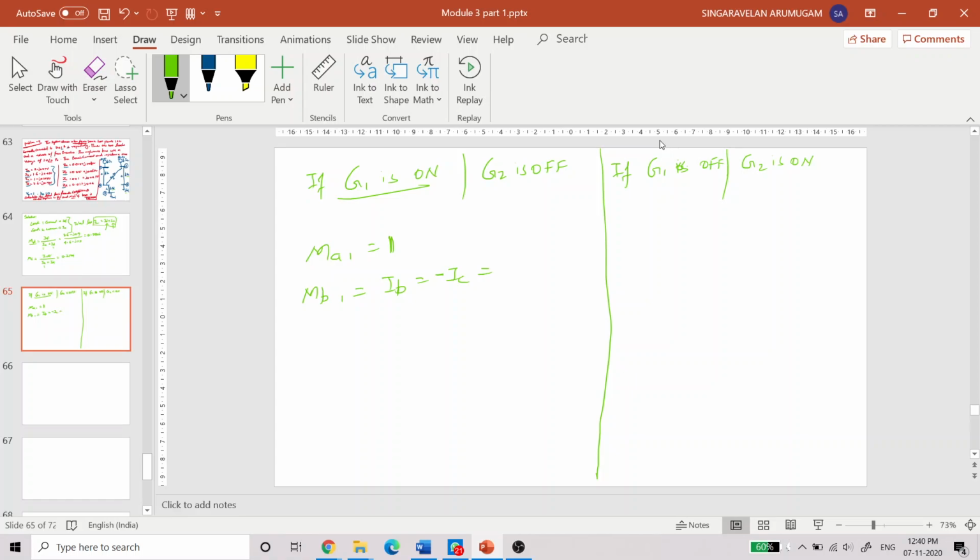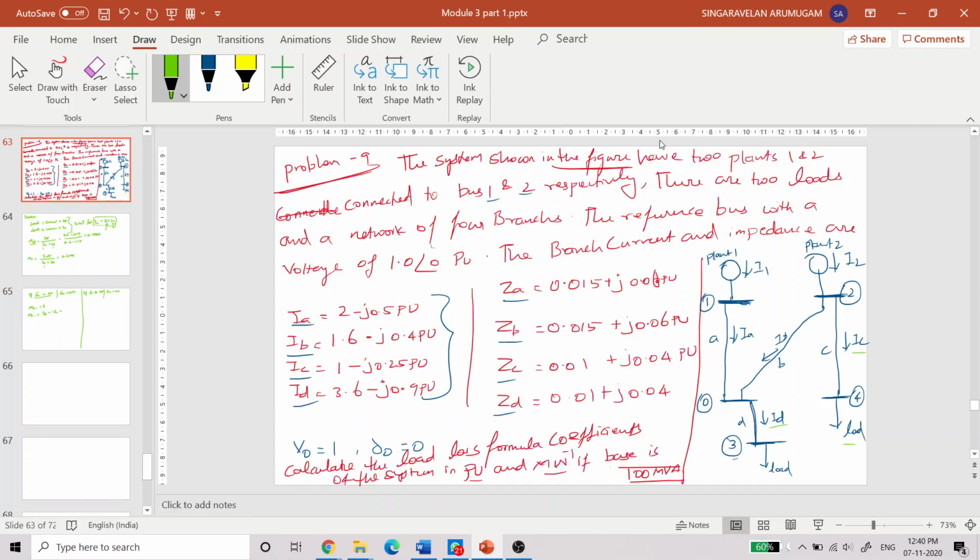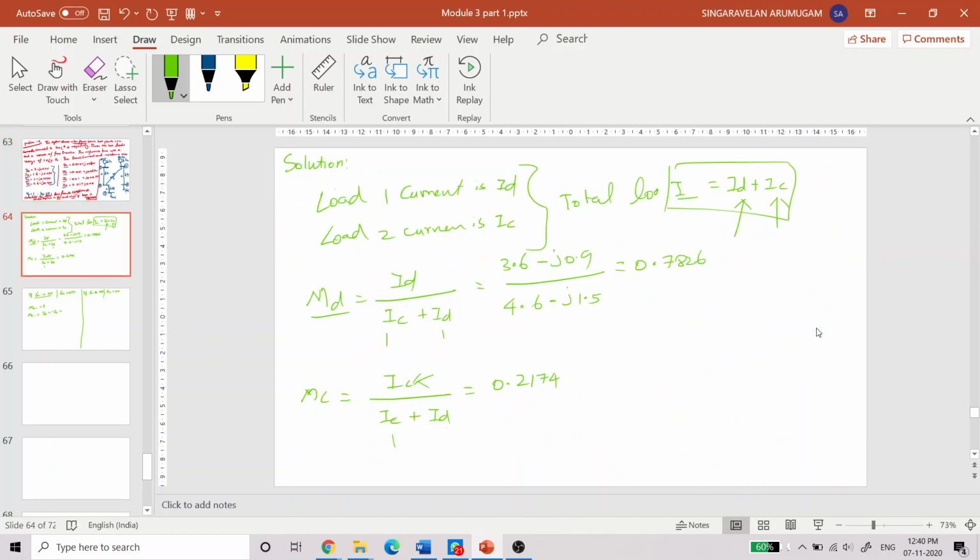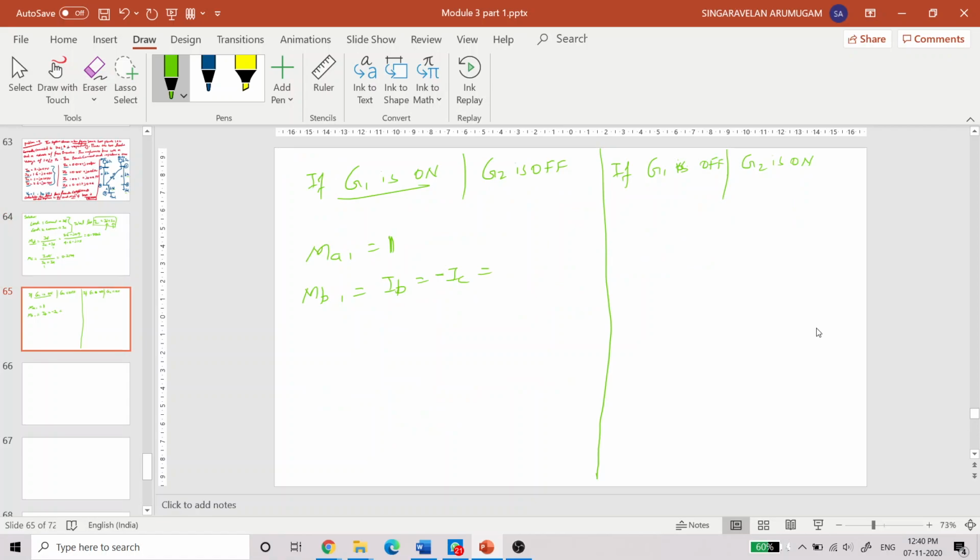Why? Because if you see in the question, MC and MB are equal and opposite. These both are equal and opposite. So I will take MB1 is equal to IB is equal to IC. We already found the IC value from the previous case, so I will just put a minus 0.2174, and then MC1 is equal to 0.2174 because I found this value already, and MD is also already found, that is 0.7826 in the previous step.